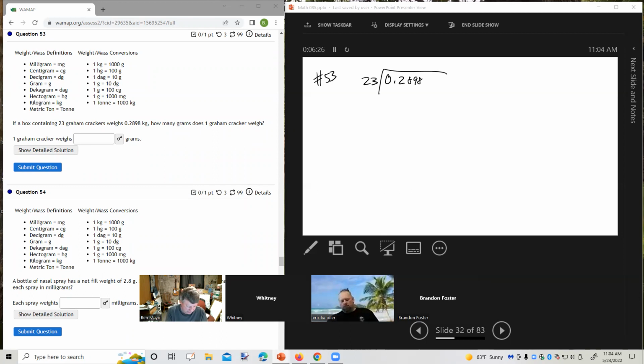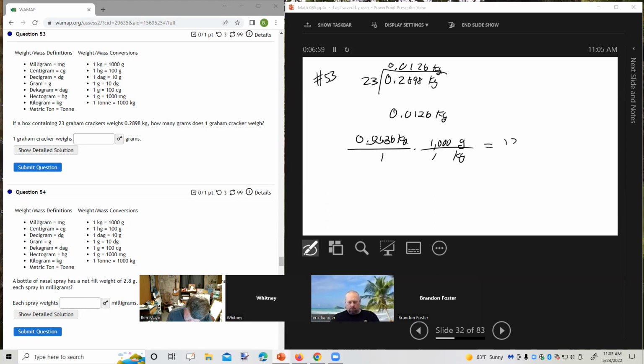So 0.2898 divided by 23. So that gets me 0.0126. And that was kilograms. But now I need to convert that into grams, which I can do directly. 1 kilogram is 1,000 grams. Multiplying by 1,000, move it over 3 places, 12.6 grams.